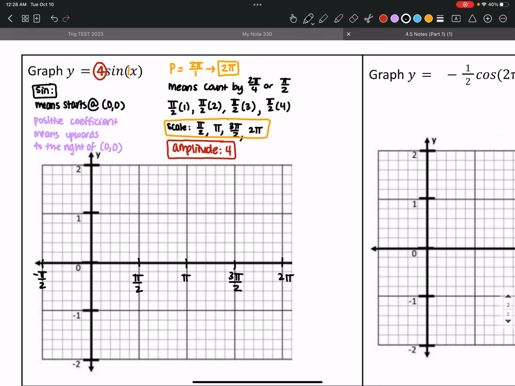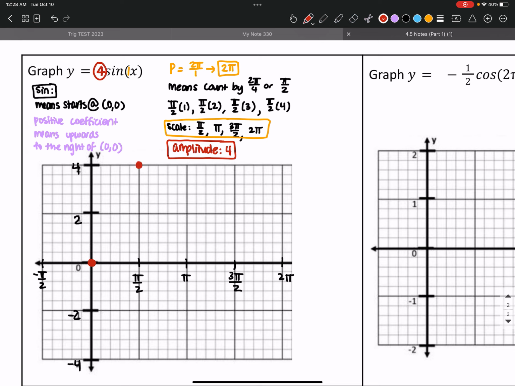And then what I'm going to do is start at the origin. I'm going to put a point here. I know that at pi over 2, instead of my maximum being at 1, now it's going to be at 4. So I'm going to actually have to change the scale on the y-axis as well. I'm going to count by 2's. So this will be negative 2 and this will be negative 4, so that I can put the amplitude in the right place. I'll have a point at pi over 2, comma 4.